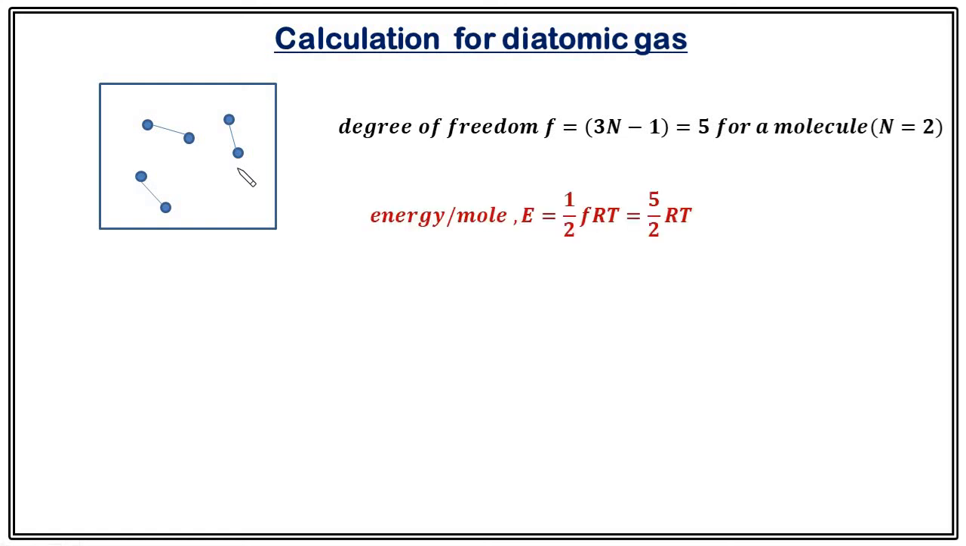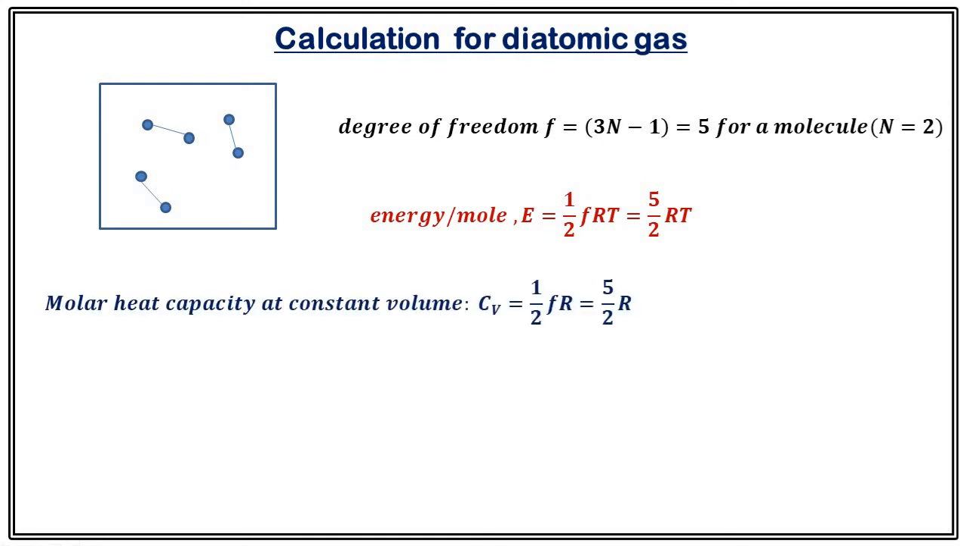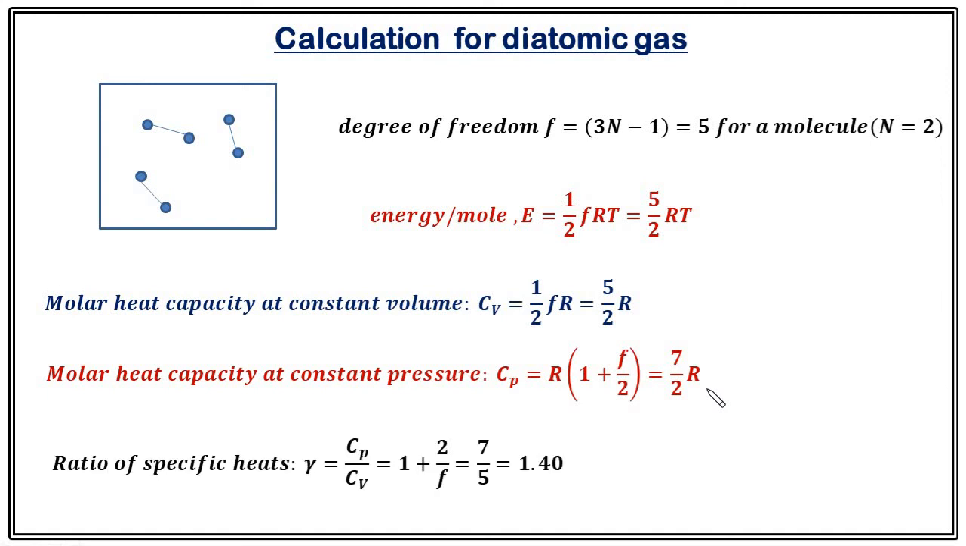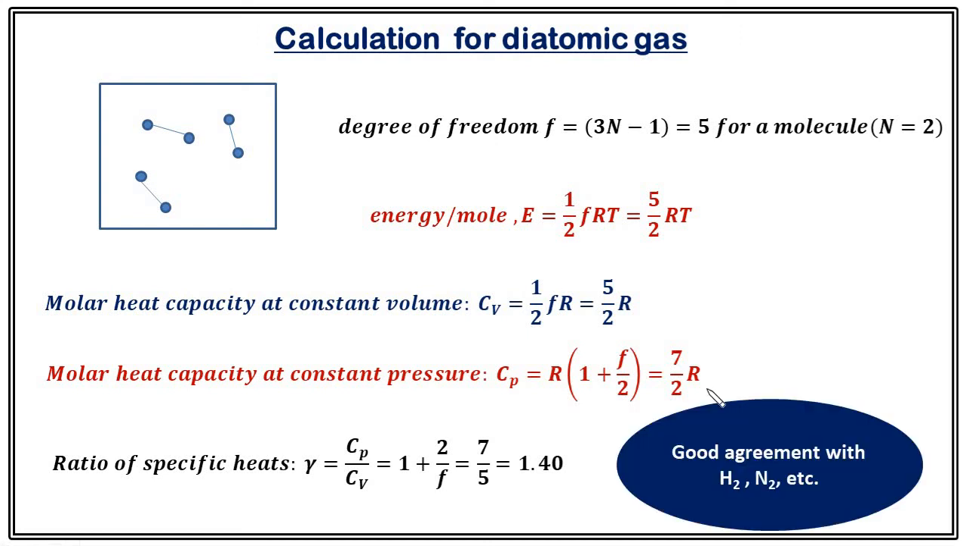For energy per mole, it will be half F R T, so it will be 5 by 2 R T. The molar heat capacity at constant volume will be 5 upon 2 R, just by substituting F equals 5. The molar heat capacity at constant pressure will be 7 upon 2 R, and gamma will be 7 upon 5, that is 1.4. You will find there is excellent agreement with the experimental observation. Diatomic gases we all know, such as hydrogen, nitrogen and so on.